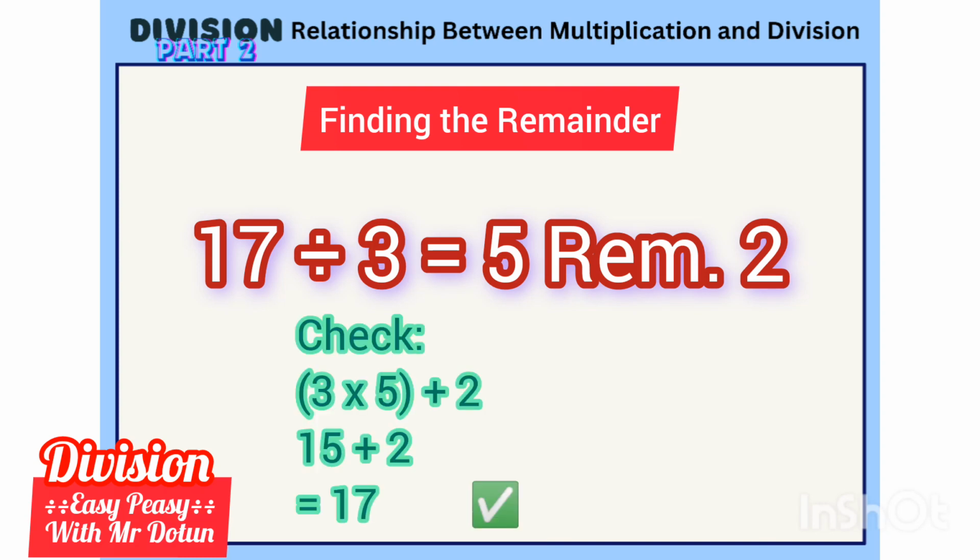We can check our answer. Since the answer is 5 remainder 2, we multiply 5 by 3, which is the divisor, so we do 3 times 5 and add the remainder. 3 times 5 plus 2. 3 times 5 is 15, and 15 plus 2 is 17. Now we have our dividend. So we have the correct answer: 17 divided by 3 is 5 remainder 2.